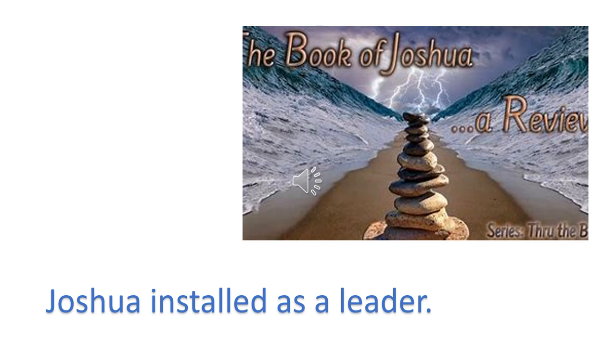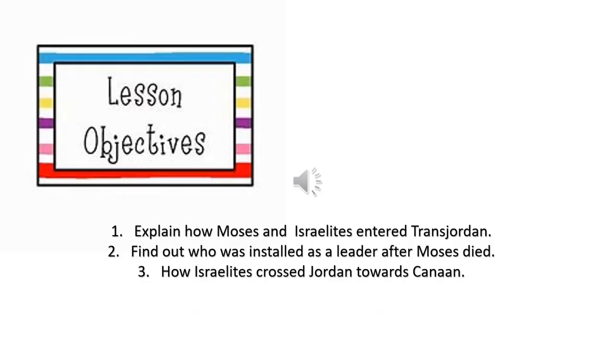The topic of today's lesson: Joshua installed as a leader. In today's lesson, we are going to explain how Moses and Israelites entered Transjordan, find out who was installed as a leader after the death of Moses, and how Israelites crossed Jordan all the way towards Canaan.